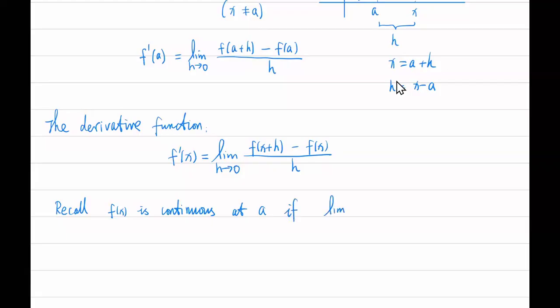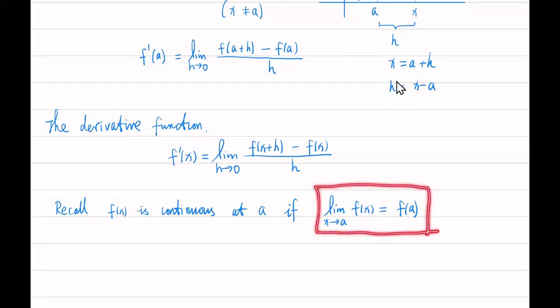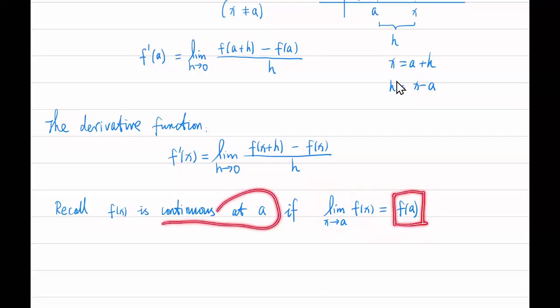The limit may not be enough. Just saying the left side and the right side are the same may not be enough. I'm going to emphasize, this simple formula has several implicit requirements. The first requirement is that f has to be defined. To say it's continuous at A, the function first has to be defined at A.